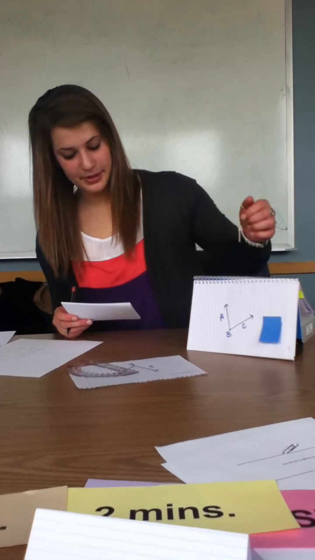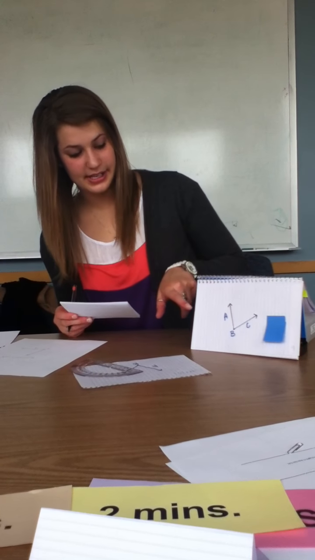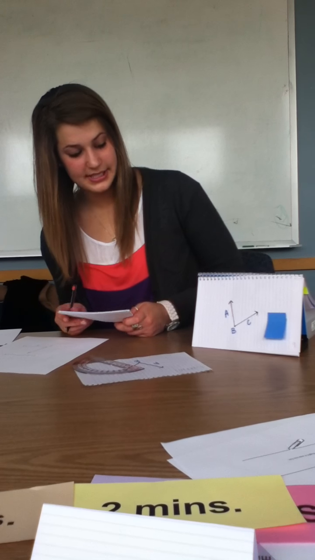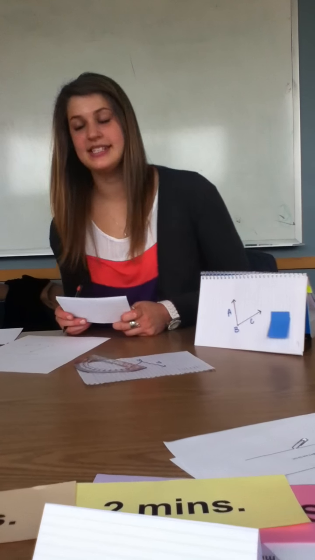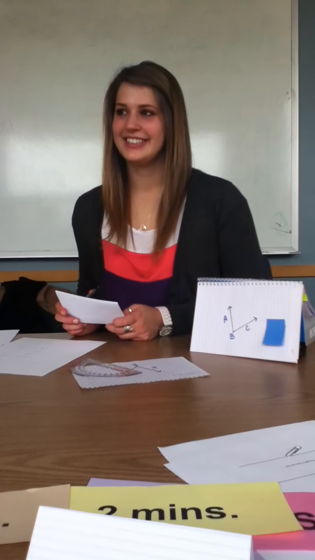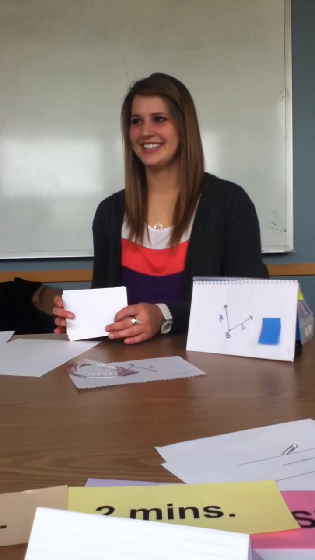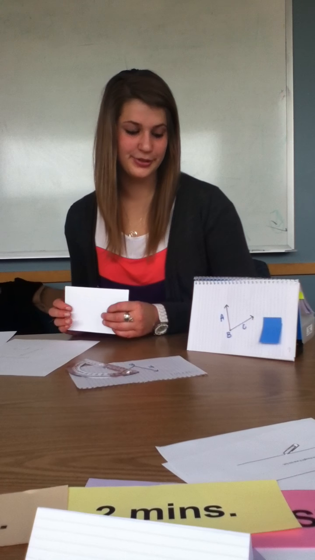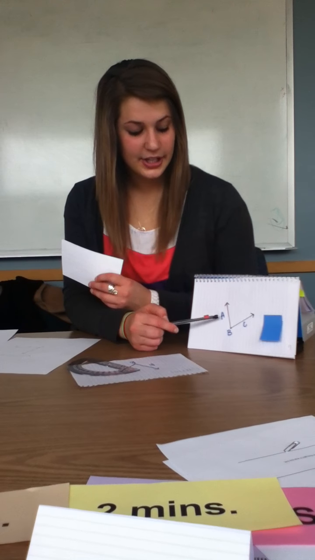Can anyone tell me what an angle consists of? Looking here at this angle, what do the A, B, and C stand for? The B is the vertex. Good. And the C is the ray. Good. I can't remember what the A is. And the A is also a ray, because an angle is two rays meeting at one endpoint, the vertex.